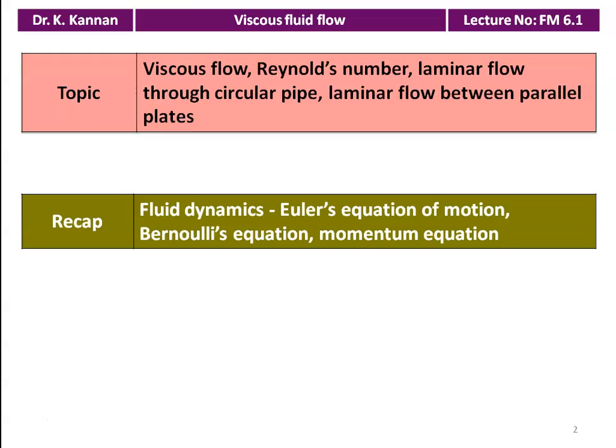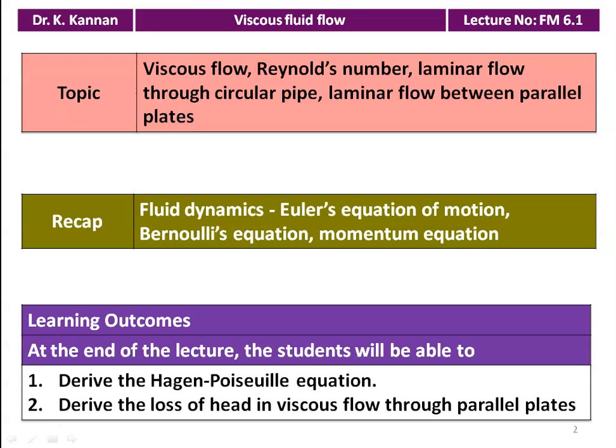We recap from the earlier lecture. In the earlier lecture, we discussed the fluid dynamics. We derived the Euler's equation of motion, Bernoulli's equation or the energy equation and the momentum equation. The learning outcome for this lecture: at the end of the lecture, the student will be able to derive the Hagen-Poiseuille equation, which is the equation for calculating the head loss in the pipeline, and derive the loss of head in the viscous flow through the parallel plates.